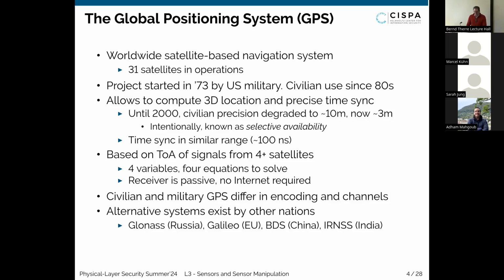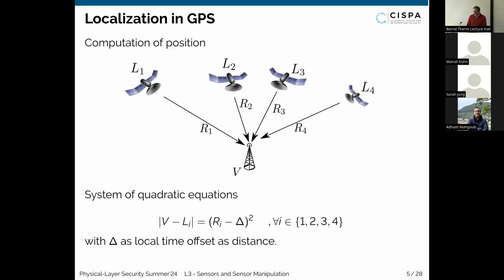Okay. Anyways, this is just a brief introduction. So how does it work? What is the solving of the system of equations and so on? What we have is the following. In GPS, the receiver wants to find its own location. That is what I called V here.